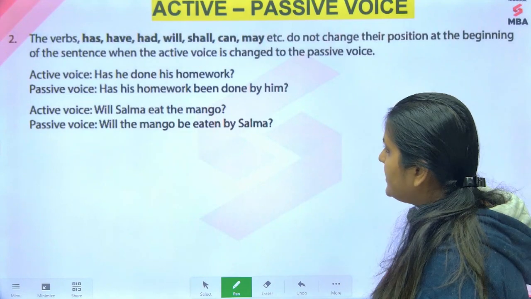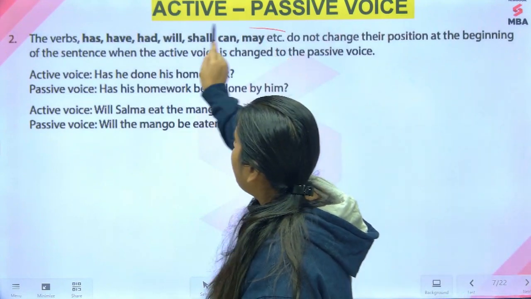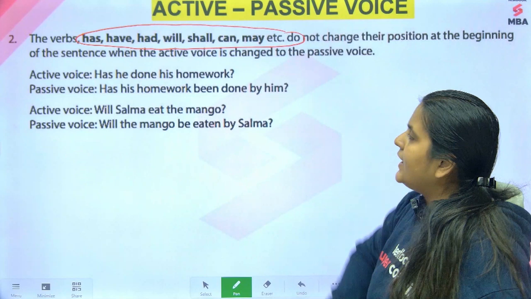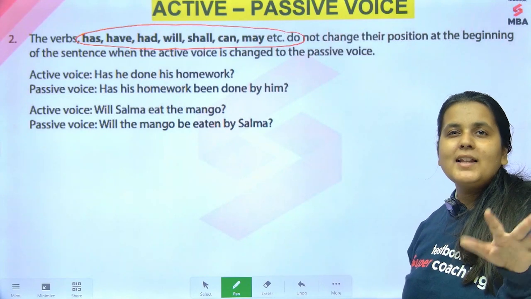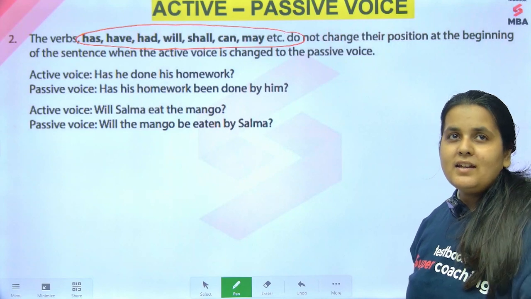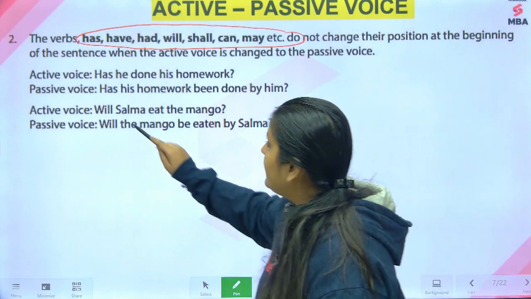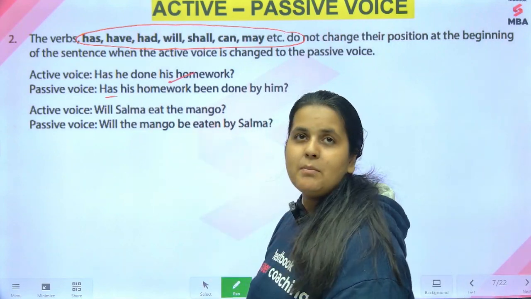Next one, what if the question verbs are has, have, had, will, shall, can और may, that will remain unchanged. जो भी unchanged है वो बहुत सिंपल लगता है ना, कुछ करना ही नहीं है, मतलब वो हटेगा नहीं. So has he done his homework? Has his homework been done by him?